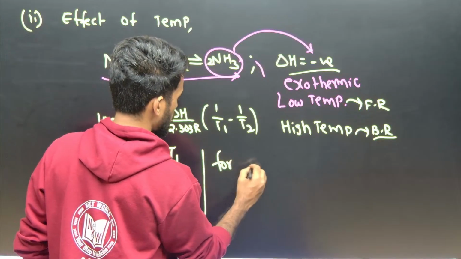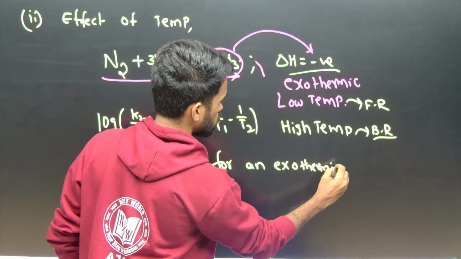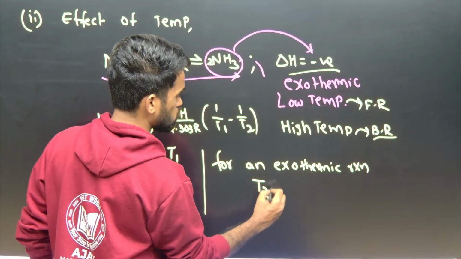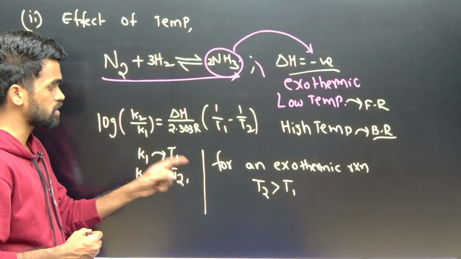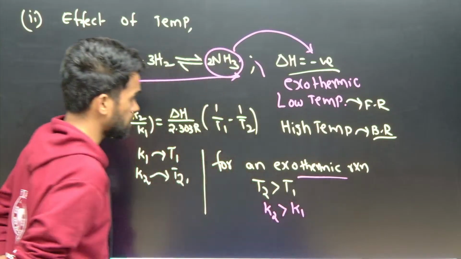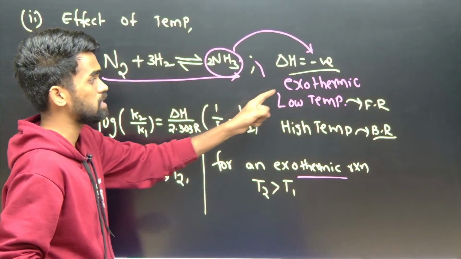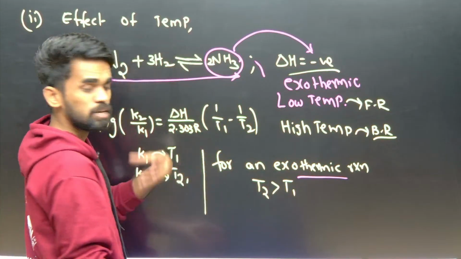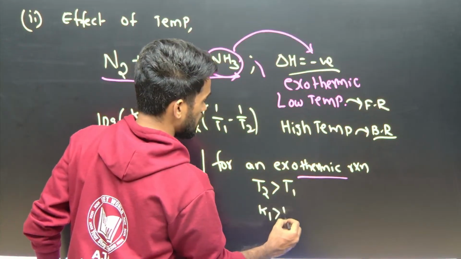For an exothermic reaction, see, we know that for an exothermic reaction, the final temperature should be less than the initial temperature. It means that will favor forward. So if T2 is greater than T1, then K2 will be less than K1. This is for which one? Exothermic. See what I am saying, exothermic reaction, low temperature favors forward, but T2 is greater, I am saying. If T2 is greater, what happens? High temperature, no? So high temperature means it will go backward, therefore K1 will be greater than K2.